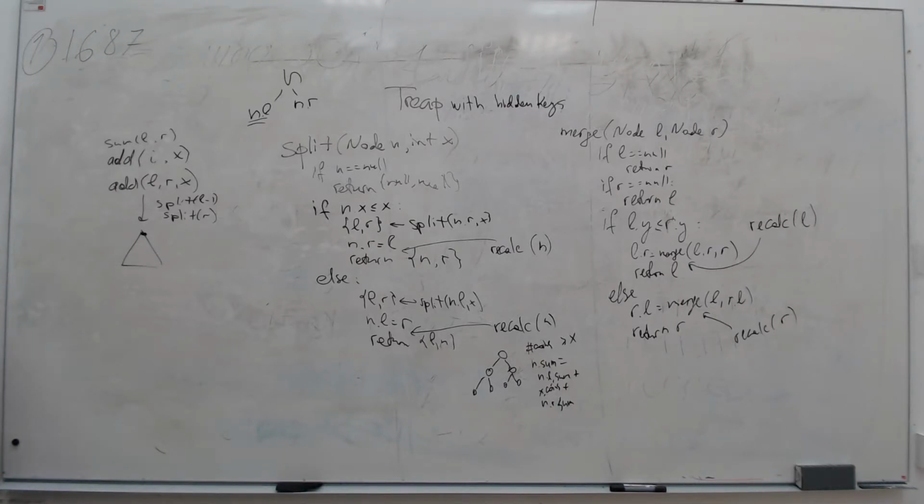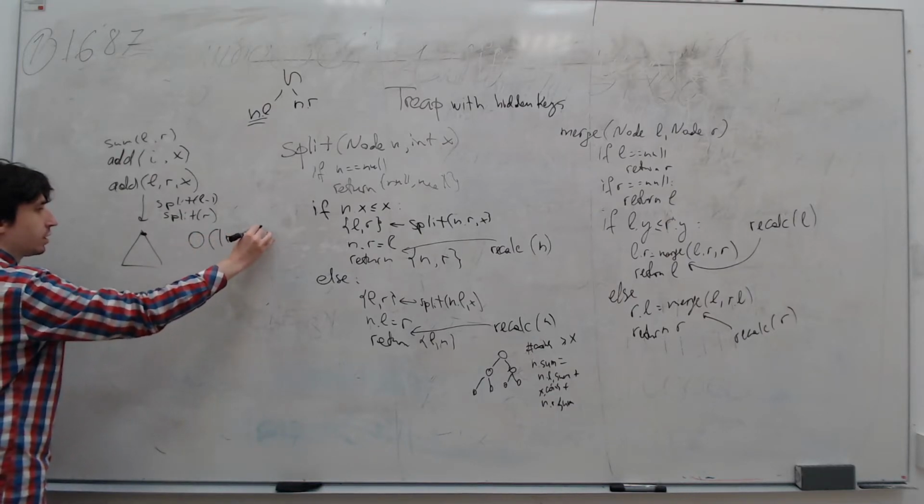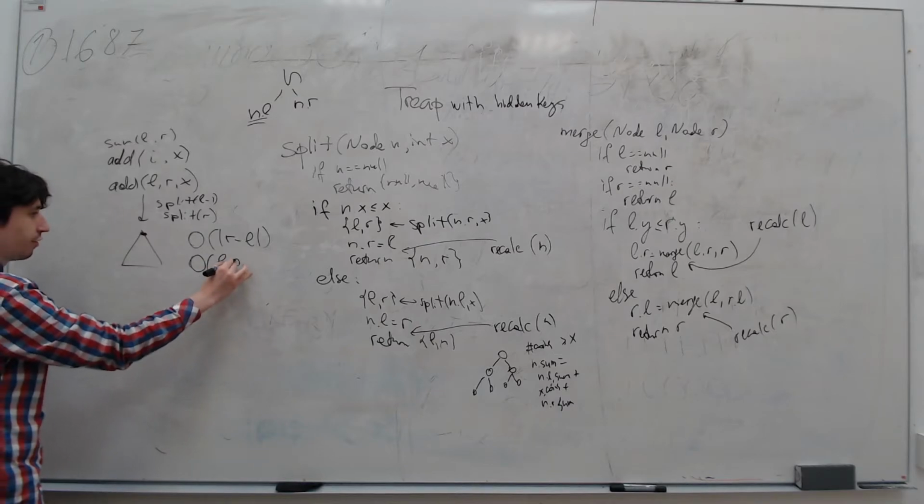The problem here is that you get all the nodes that lie between L and R, right? The issue is that if you traverse all of them and increment them by x, then you will spend R minus L time. However, I want to do this in O(log n) time.